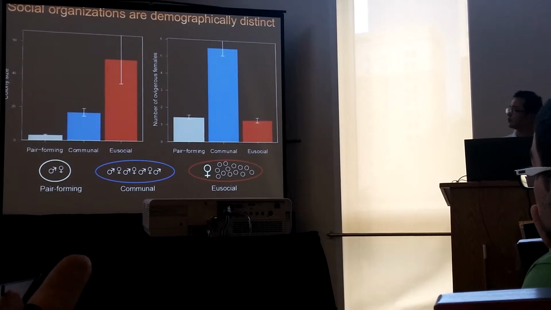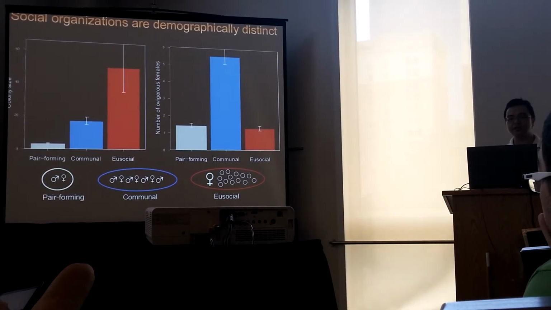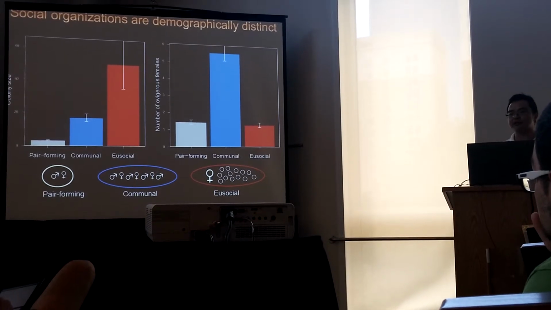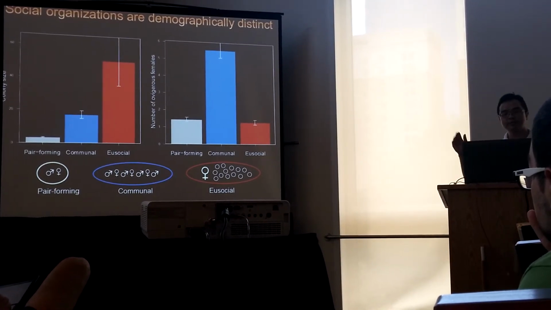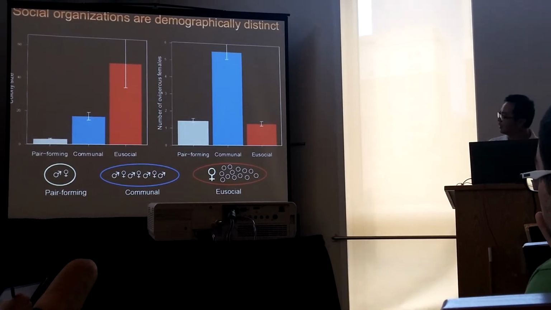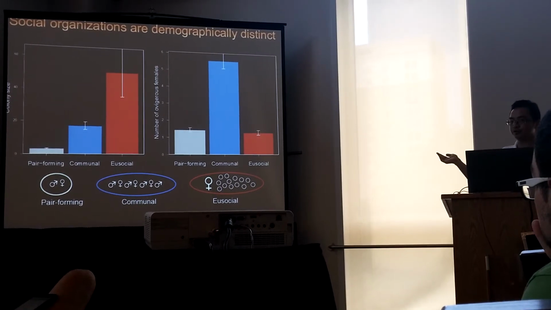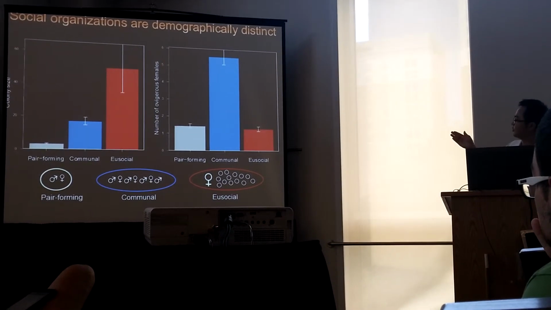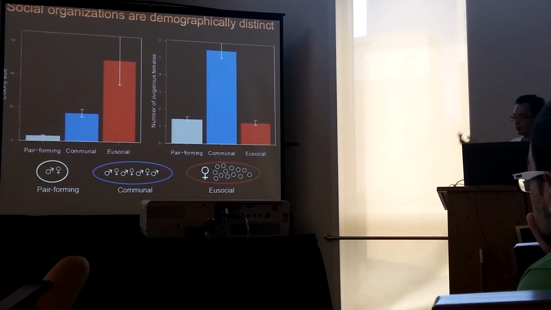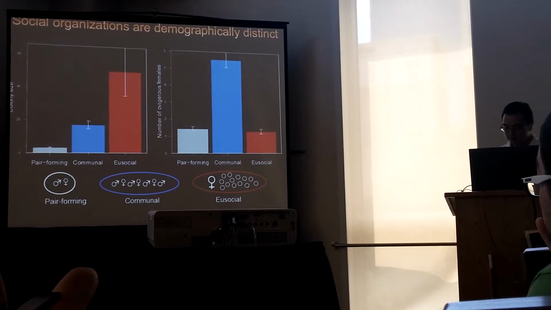So first of all, these different social organizations are demographically different. And depending on the variable you look at, some might suggest that they form a continuum, but some might not. So for example, in colony size on the right, you see that colony size increased from pair forming to communal to eusocial. But if we look at the number of ovigerous or reproducing females, it doesn't form such a continuum.